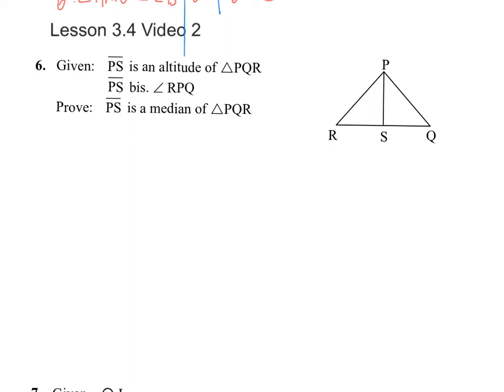So I'm going to go ahead and look here at my second proof. PS is an altitude. When I look at this altitude, I know that altitudes are going to make right angles. So I'm going to write that for myself as scratch work. And then I see that PS bisects angle RPQ, and bisecting is going to tell me that I'm going to get some congruent angles. So I'm going to set this up with my statements and reasons.